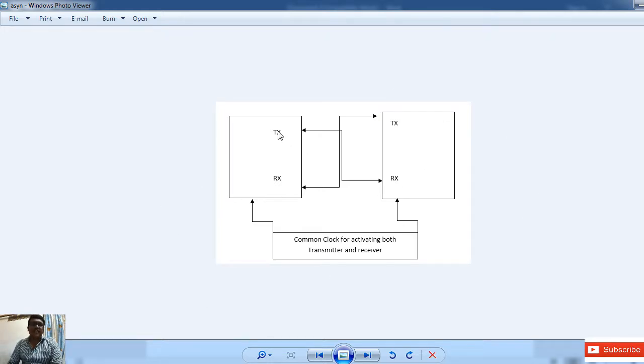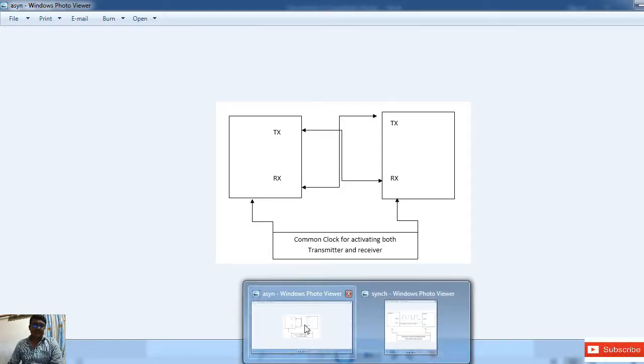So this is the arrangement for asynchronous communication. It has only a transmitter and a receiver. The transmitter of this one is cross-connected to the receiver, and the transmitter of the other is cross-connected to the receiver in this fashion. This is asynchronous communication. It has a common clock activation of 12 megahertz for the PC and your ARM microcontroller, or it can be an 8051 or an Arduino.